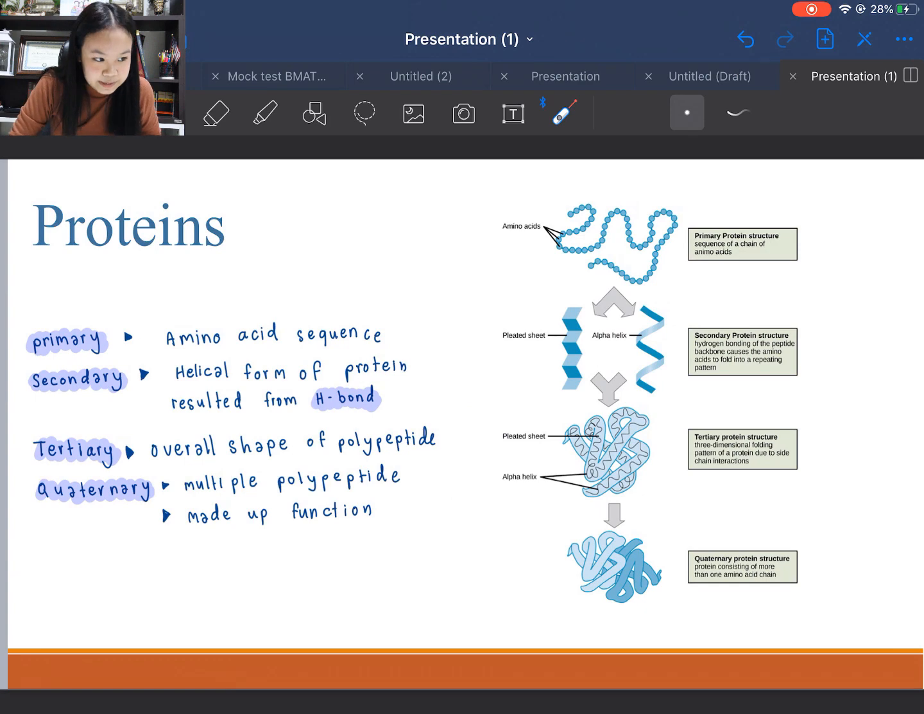Protein, what SAT is about is the structures and also enzymes. So our first one is about the structure. The structure of protein, the first one is called primary. Primary is an amino acid sequence. Secondary is helical form in protein, resulting from H bond. And H bond is when hydrogen is connected to high EN atoms, FON, which is fluorine, oxygen, and nitrogen. Tertiary, the third one, is when the secondary structures form together, and the last one is the whole thing that's formed together.